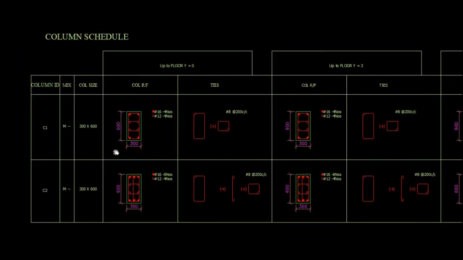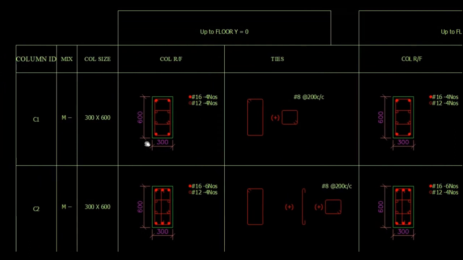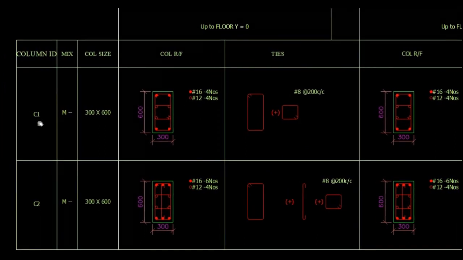This is the column schedule. C1 and C2. This is the size of the column, 300 mm by 600 mm. For C1 we assigned 4 numbers 16 dia, 4 numbers 12 dia. Bar mark also it is showing. For 16 mm it is showing dot, and 12 mm it is showing circle. Here it is showing master ring and one internal ring.